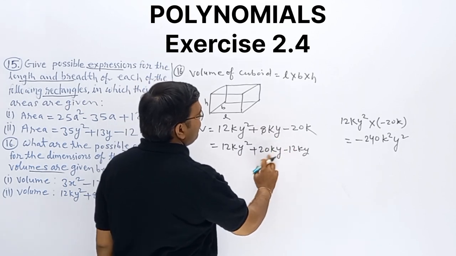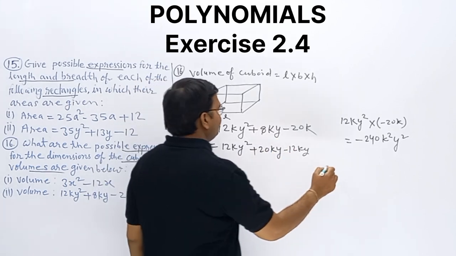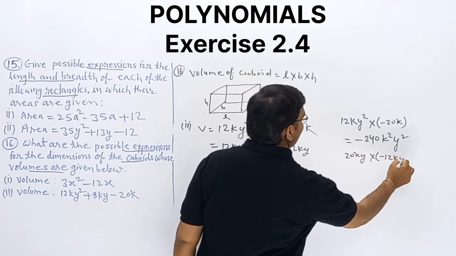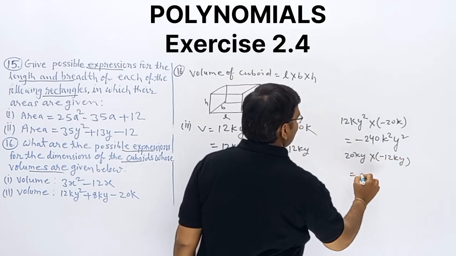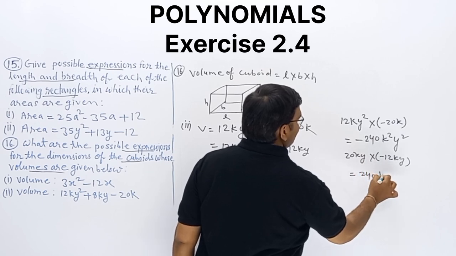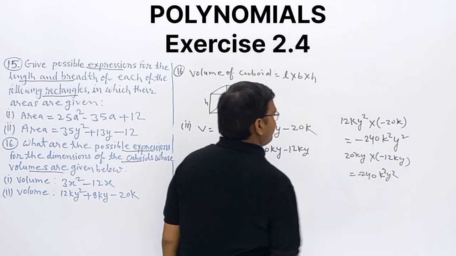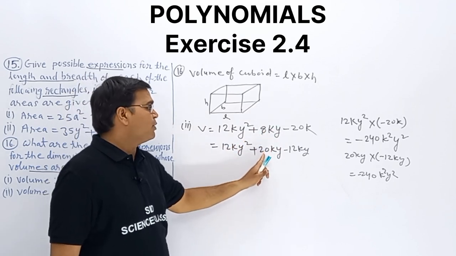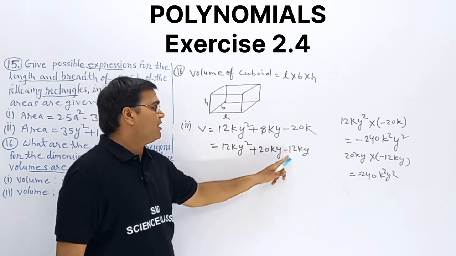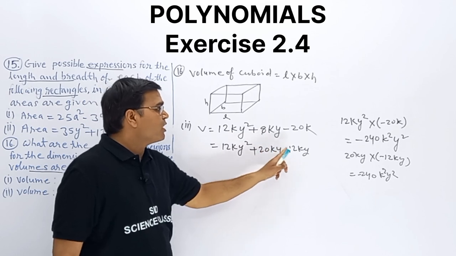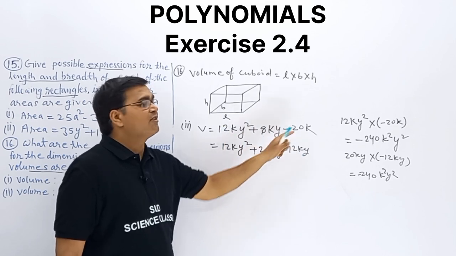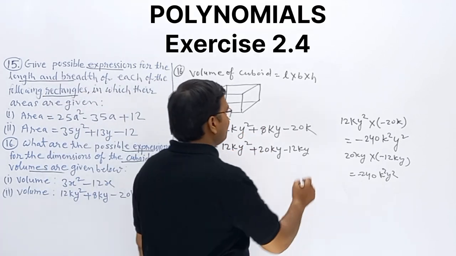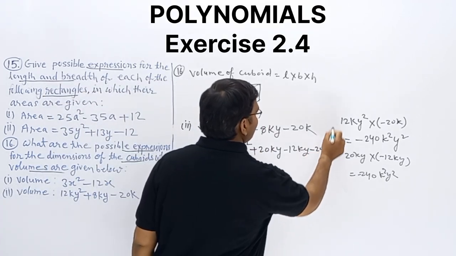And the product of both will be what? 20ky into minus 12ky. The product will be 12 twos are 24, 0, k square y square, and minus. So we are splitting this term into two parts, 20ky minus 12ky. When we add, we get this one. When we multiply both, we get the product of the first and last term. And the last term will be as it is. I am putting minus 20k.